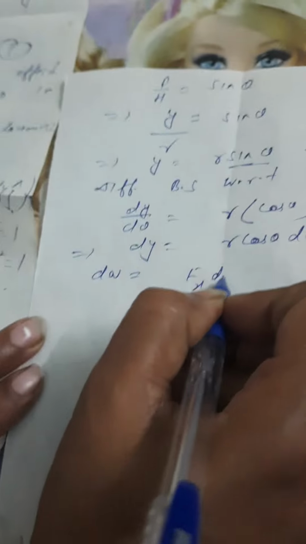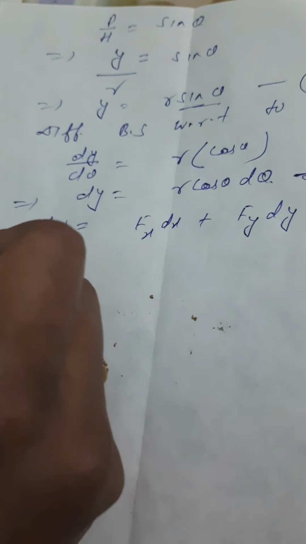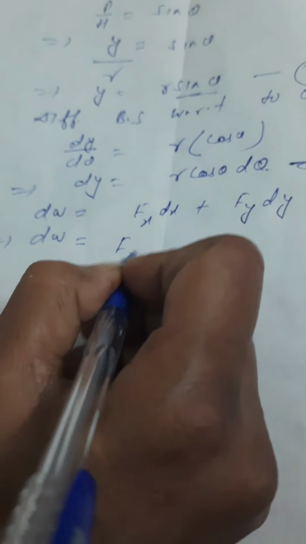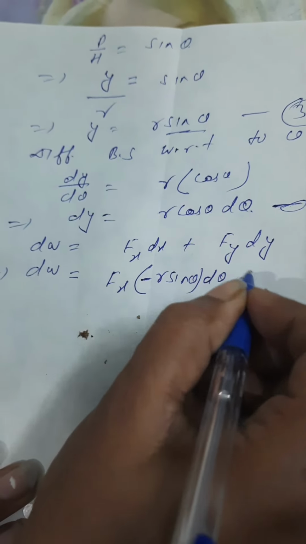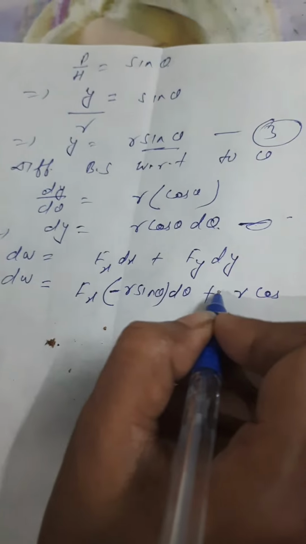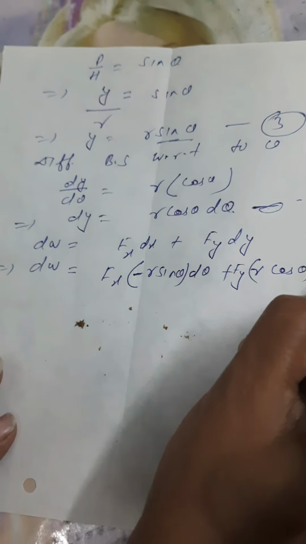Clear? Now from this equation, dw is equal to fx dx plus fy dy. This was the equation where we have to put the values of dx and dy. What will be the work done? dw is fx times dx, and dx is minus r sin theta d theta, plus fy times dy, and dy is r cos theta d theta.